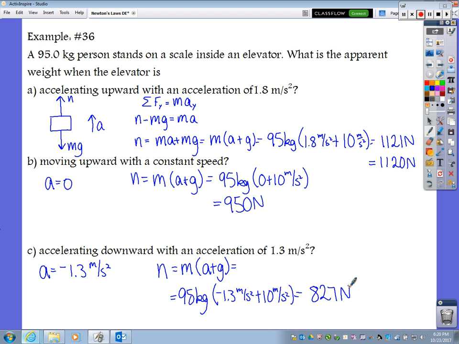827 newtons. So when you're accelerating upward, the apparent weight, the scale reading, the normal force is larger than your actual weight. When you're at constant speed, the normal force is the same as your actual weight, and when you're accelerating downward, it's less than your actual weight.